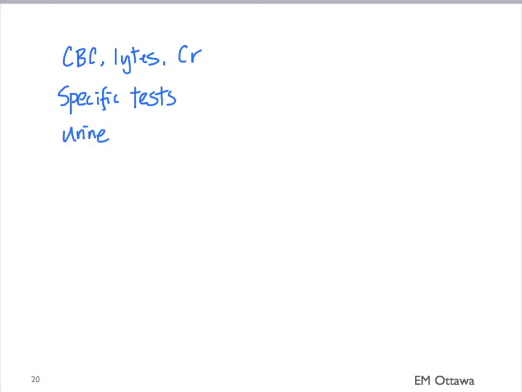In summary, we discussed the labs and imaging for patients with abdominal pain. We'll order CBC, lytes and creatinine, and then specific tests based on where the patient's pain is. Remember that urine is important to rule out pregnancy and to diagnose conditions such as renal colic and UTI. In terms of imaging, X-ray is good in conditions such as obstruction, perforation, and foreign body, where a bedside ultrasound can quickly tell us some information about the patient.